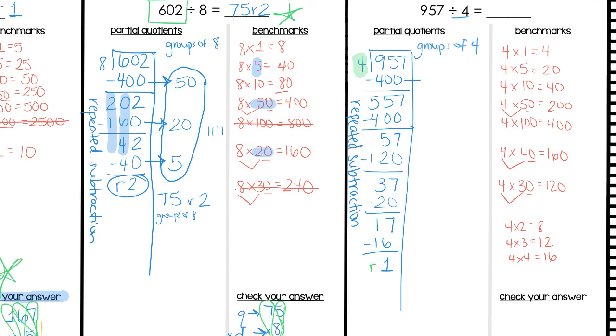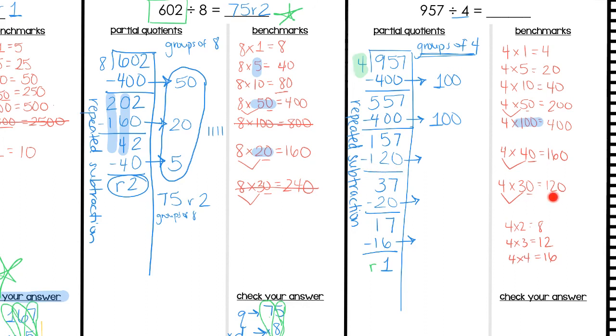Now, all the numbers that we subtracted, the ones that have a minus sign by them, we are going to find how many groups of 4 are in each of those numbers. So in 400, how many groups of 4 are there? There are 100 groups of 4. Same thing, 400. How many groups of 4 are there? 100. There it is.